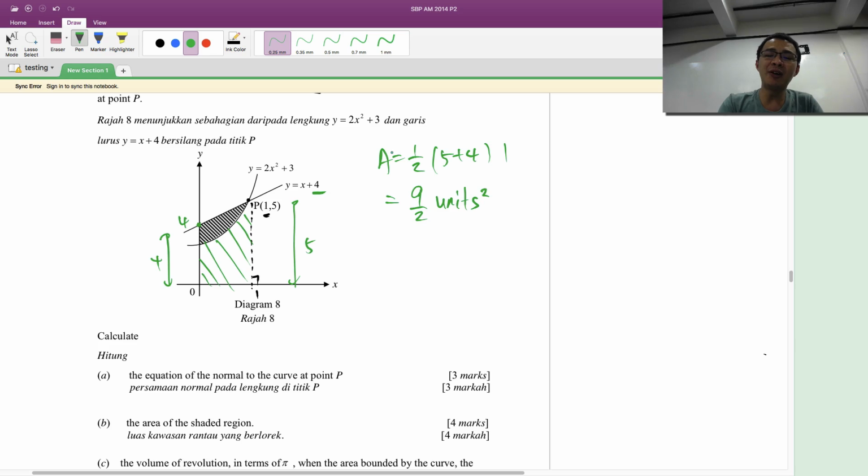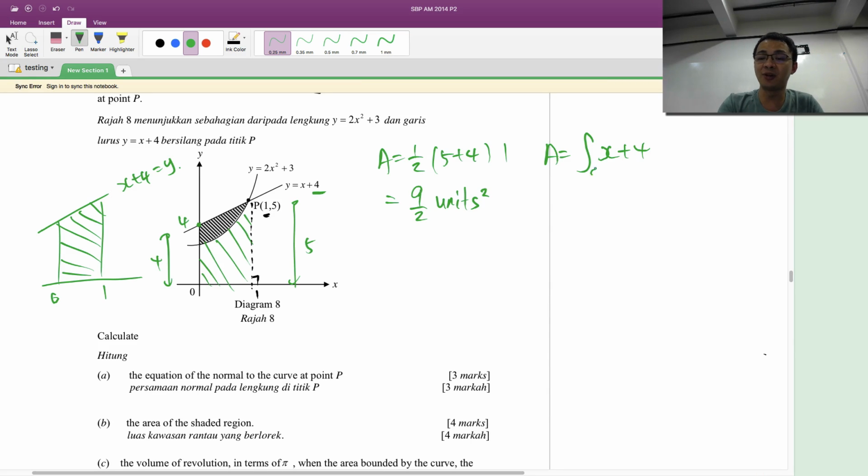Okay, without using the trapezium formula, you can still get the same area by integrating the straight line. Because if I integrate the straight line, I can get the area under the straight line. This one is from 0 to 1. The equation of the straight line is y equals x plus 4. So I'll integrate x plus 4 from 0 to 1. Let's see whether I can get the same answer or not.